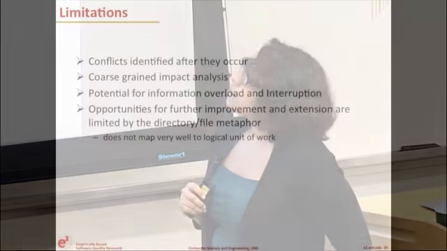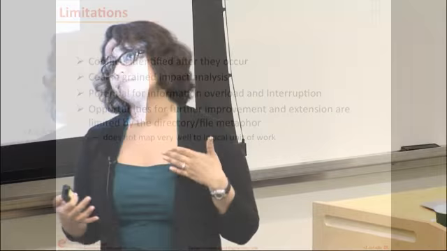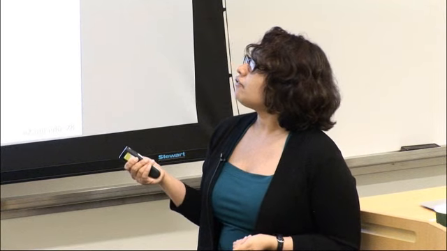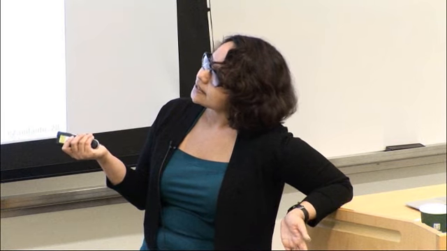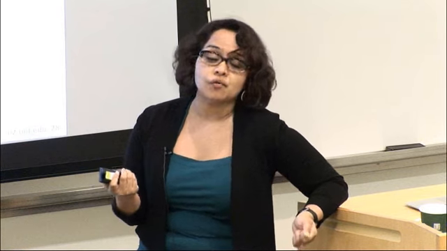All right. So a few of the limitations of Palantir and these other workspace awareness tools, or the way the approach works, is that conflicts are only identified after they occur, right? As I'm making changes, these monitoring tools tell me, here is a file that is going to have a merge conflict, or here's a dependency that has been violated. And the more changes that have happened, the more time it will take to resolve. They are usually doing coarse grained impact analysis at this point. Because of these notifications coming in, there is the case of information overload and interruption that we saw from the Palantir study.